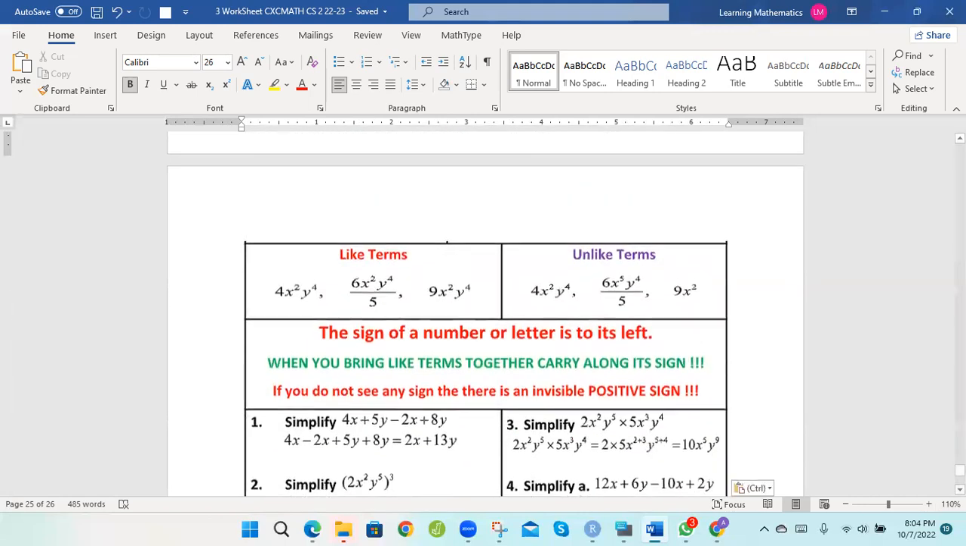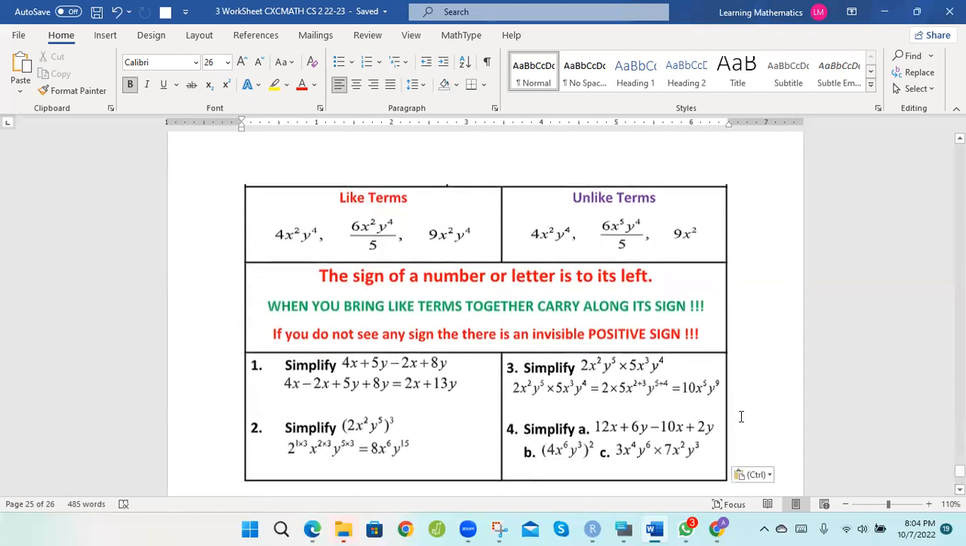Here are some examples of like terms. Each of them must have x squared and y to the 4. No matter whatever number they have, once they have x squared, y to the 4, they are like terms. That's a coefficient of 9. This one has a coefficient of 4. But they both have x squared, y to the 4.